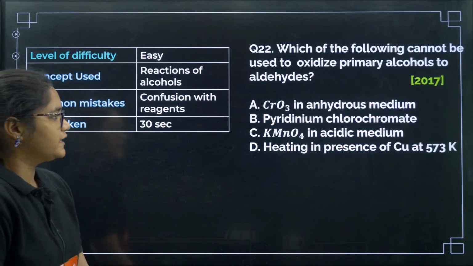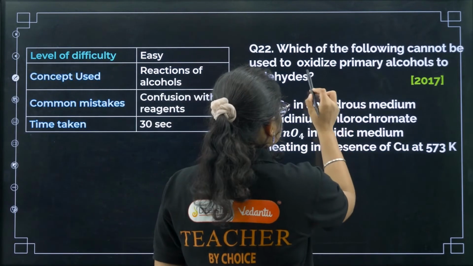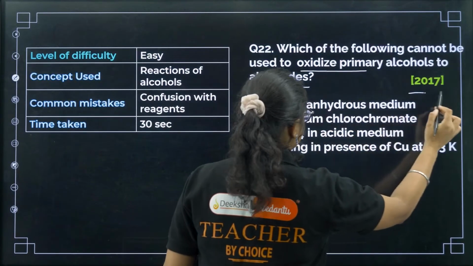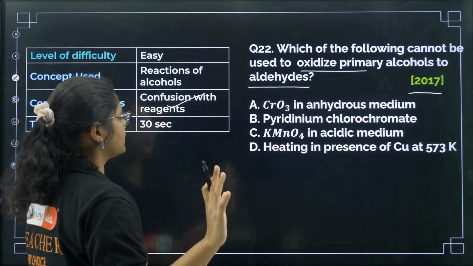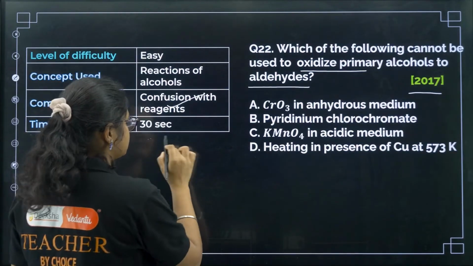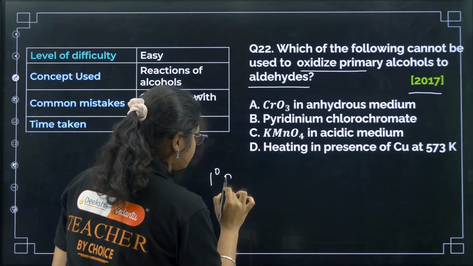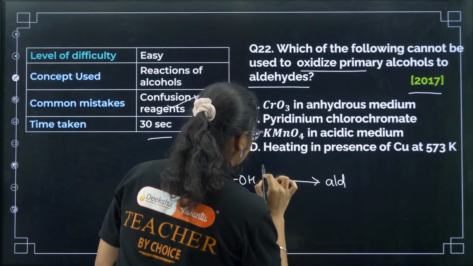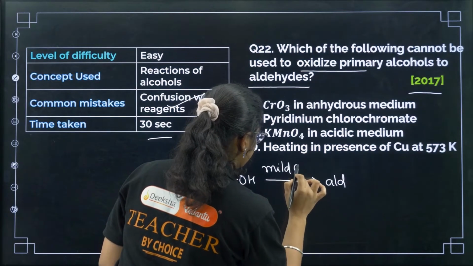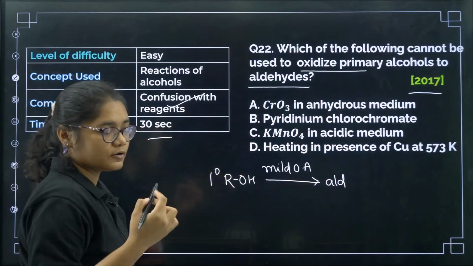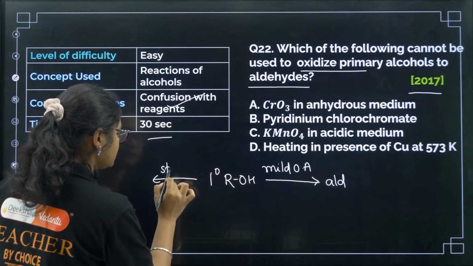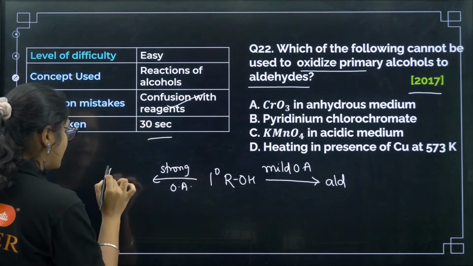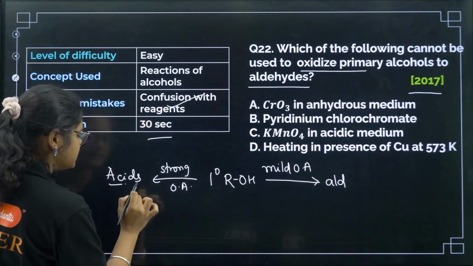Okay. Next question: which of the following cannot be used to oxidize primary alcohols to aldehydes? This question was asked in 2017. Again, if the reagents are clear, then these questions are super easy, 30 seconds is more than enough. If you have primary alcohols and you want to convert them into aldehydes, then we need mild oxidizing agents. If you use a strong oxidizing agent, what will happen? I'll get carboxylic acids, right?